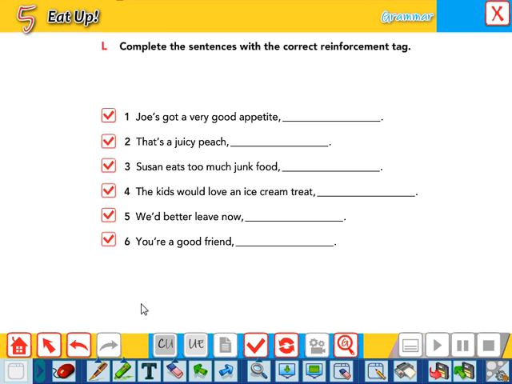Complete the sentences with the correct reinforcement tag. Juice has a very good appetite. What are you going to say? He has. You stress the idea. That's a juicy peach. That is. Susan eats too much junk food. She does. And so on. Okay, find the answer. The kids would love an ice cream treat. They would. We'd better leave now. We had. You are a good friend. You are. The same. All of it. Okay.